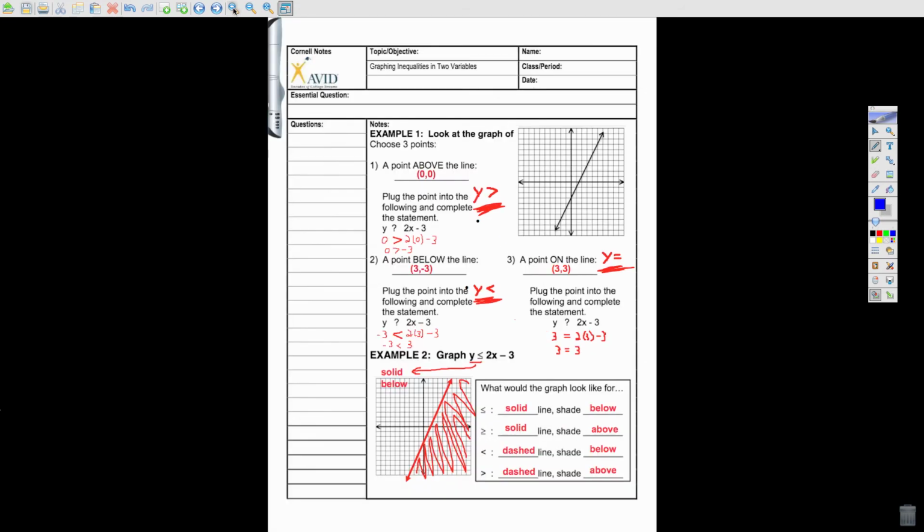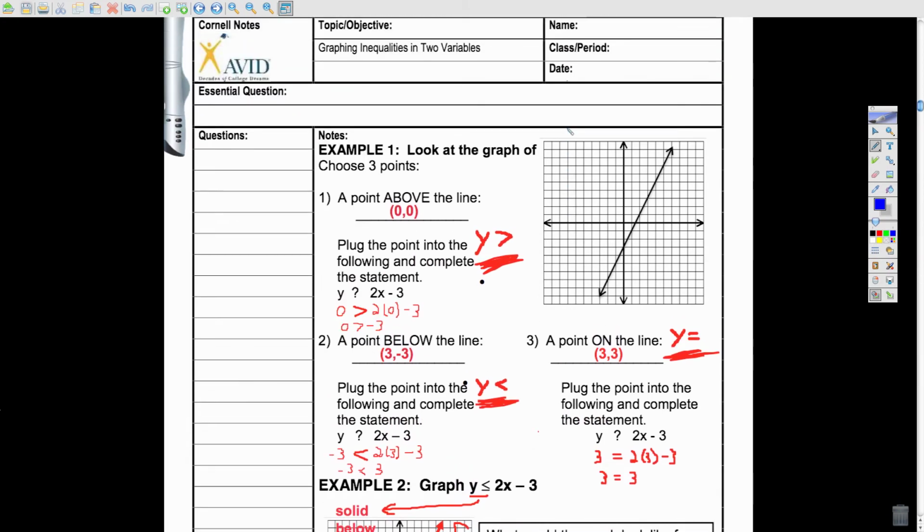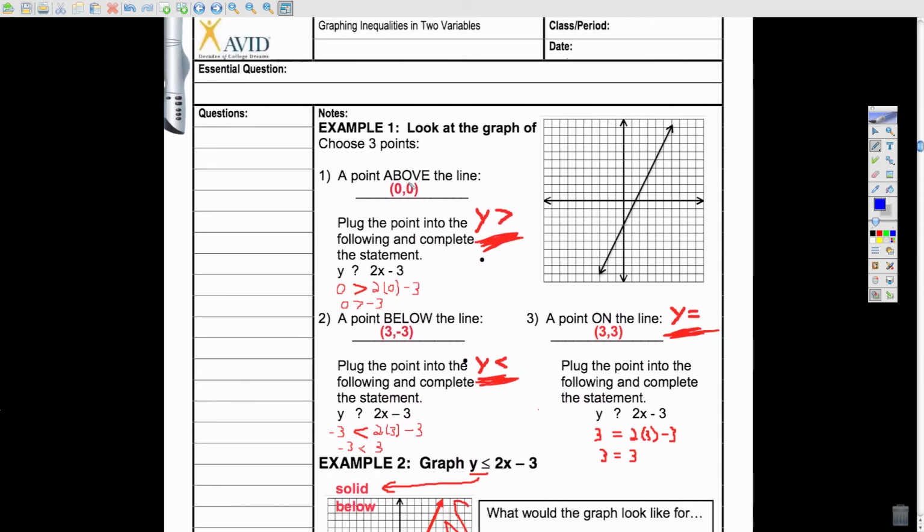Let me zoom in a little bit. You should have these notes. We got them in class. Okay, example 1. A point above the line.